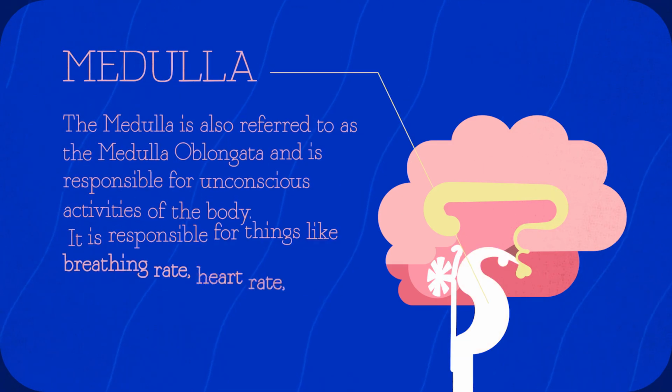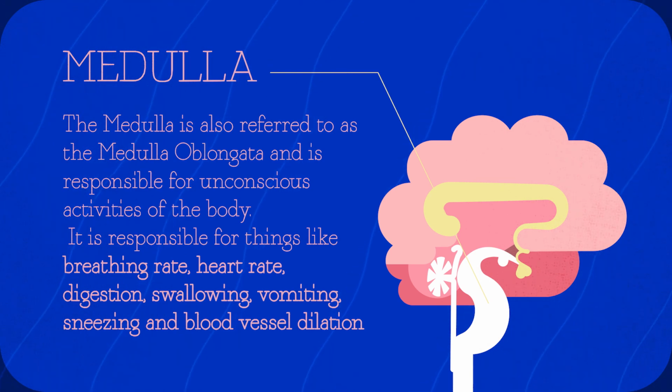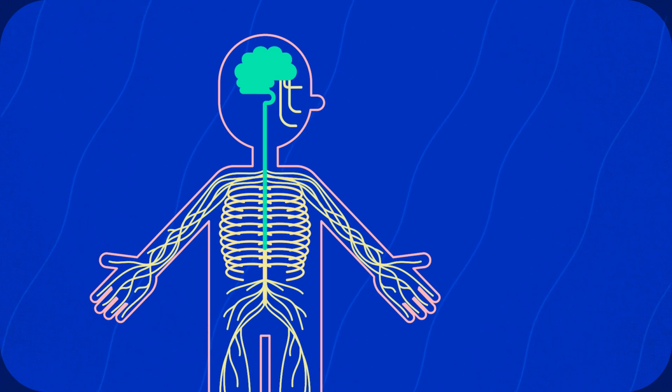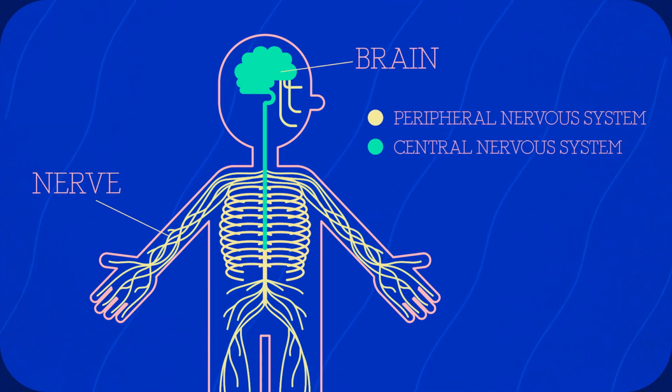The medulla is also referred to as the medulla oblongata and is responsible for unconscious activities of the body. It is responsible for things like breathing rate, heart rate, digestion, swallowing, vomiting, sneezing, and blood vessel dilation. Some of these actions can be controlled by conscious thought, but will take place regardless of you thinking about them. The spinal cord is the tail-like structure exiting the base of the brain. The spinal cord connects the brain to the peripheral nervous system and allows information from the sensory neurons to reach the brain for interpretation and action.